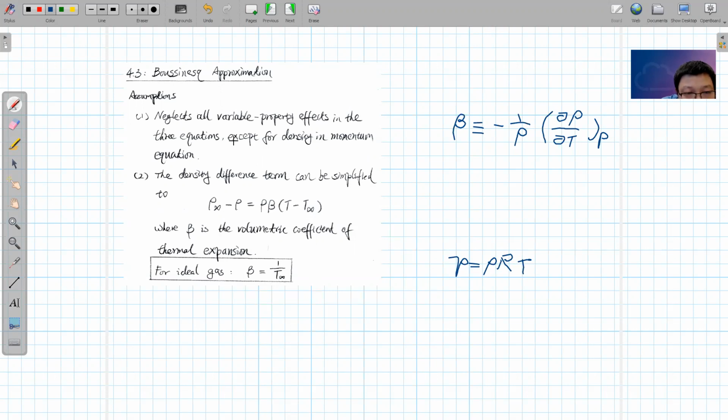So with these two assumptions, the first tells us that for the continuity equation, you can just assume the density is still constant, so you can remove the density there. And for the momentum equation, the density is not a constant, and this density change can be related to the temperature difference through the beta value.